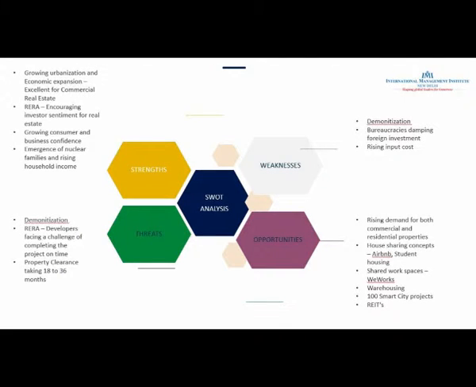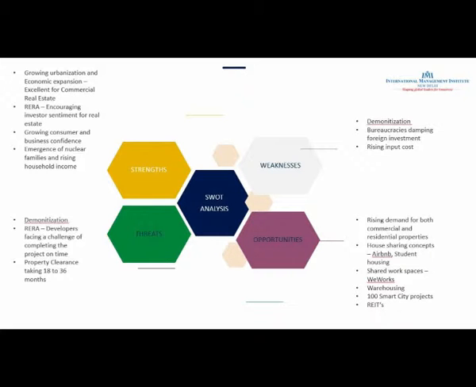So starting off with the SWOT analysis, let's go into the strengths of this particular sector. As I said, there's a lot of growing urbanization that we see today with a lot of economic expansion that is really happening in the Indian arena, and hence this is opening up the potential for the commercial real estate, and hence the market growth in not only the residential real estate but also the commercial real estate is at its boom. Further, we have RERA, which is making things much more transparent and hence is adding to the development and the growth of this particular industry.